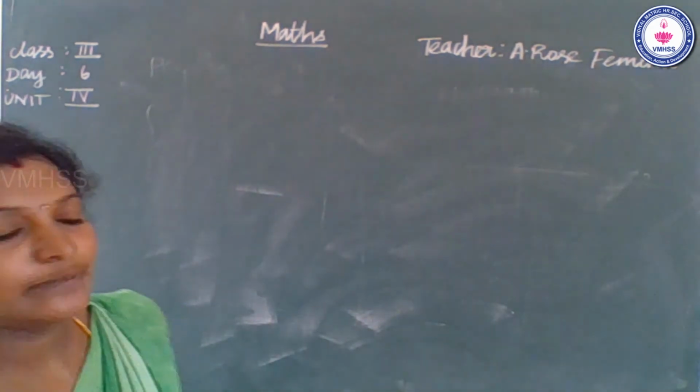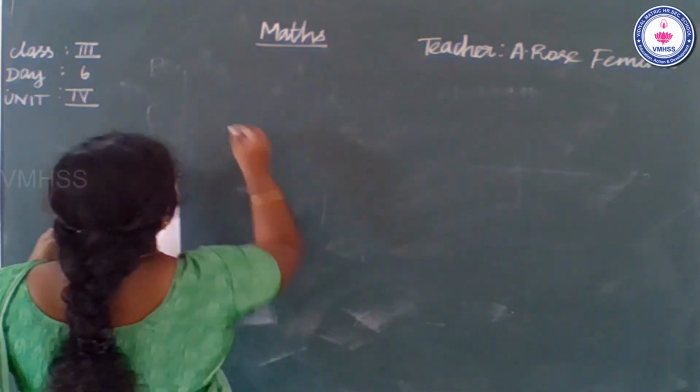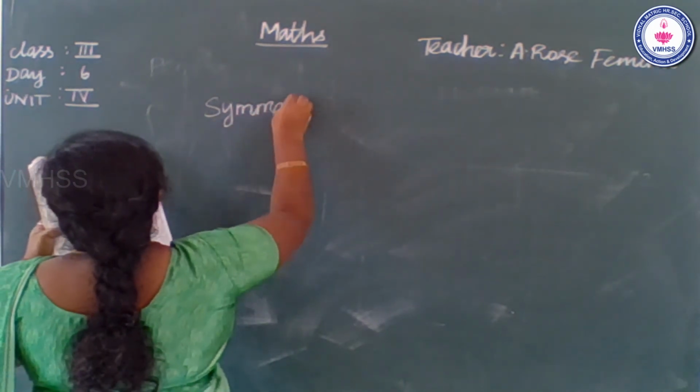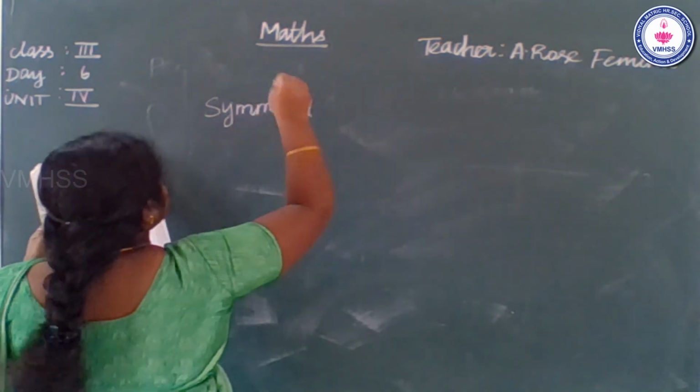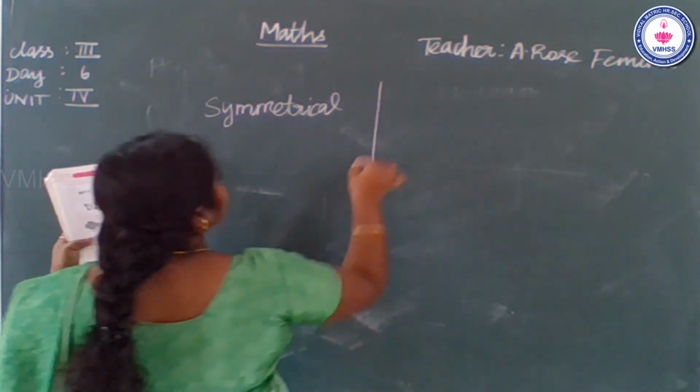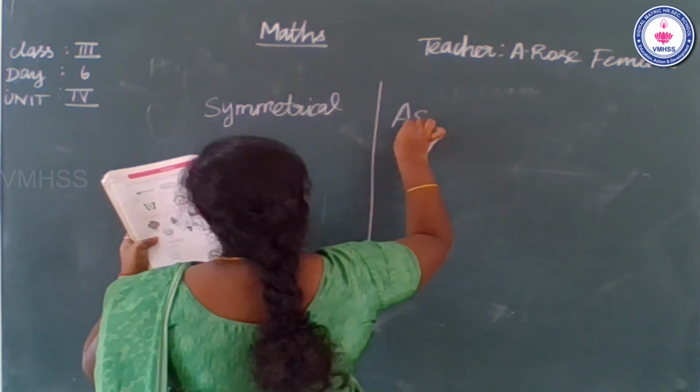Okay, ma. See the board. So first one is symmetrical. Students, you take a pencil and write on page number 86. So first is symmetrical, and second one is asymmetrical.